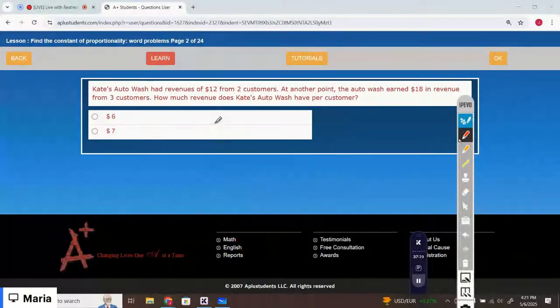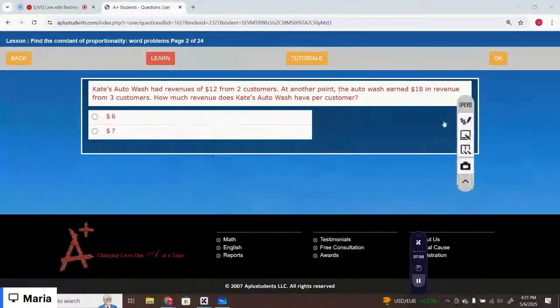So two customers generate $12 and in the same way three customers generate $18. So you have to do y by x. Then 18 over 3. So which is the correct option? Option number one is the correct option, that is 6.